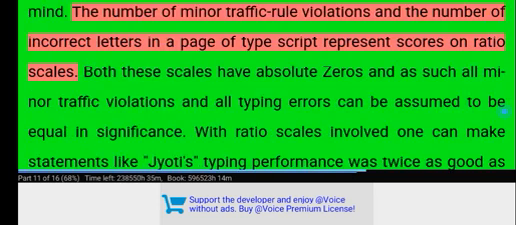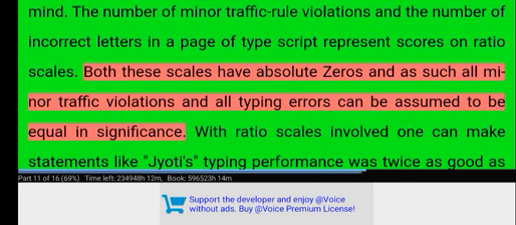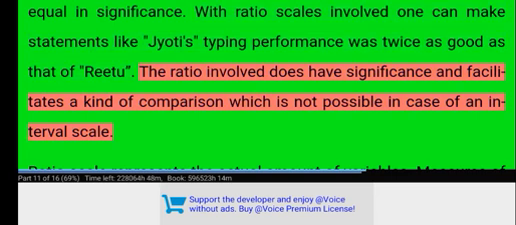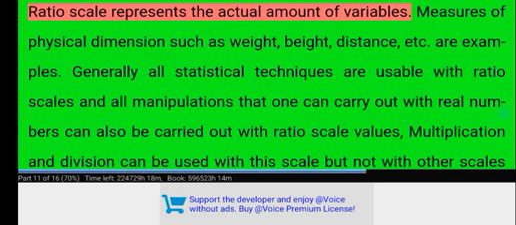The number of minor traffic rule violations and the number of incorrect letters in a page of typescript represent scores on ratio scales. Both these scales have absolute zeros, and as such all minor traffic violations and all typing errors can be assumed to be equal in significance. With ratio scales involved, one can make statements like, Jody's typing performance was twice as good as that of Ritu. The ratio involved does have significance and facilitates a kind of comparison which is not possible in case of an interval scale. Ratio scale represents the actual amount of variables.